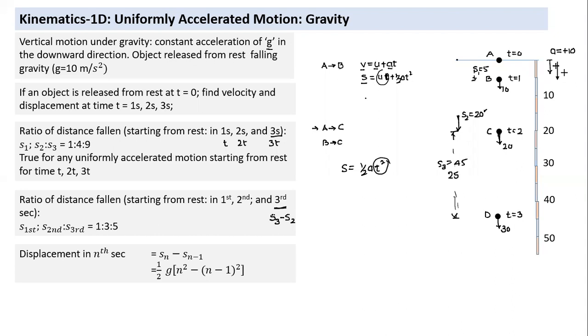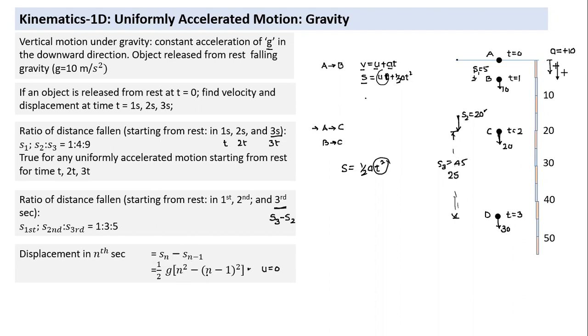Displacement in nth second, going by the same logic, will be total displacement in n seconds minus the displacement in n minus 1 seconds. Okay, and we can substitute those formulas. If it is starting from rest, we can substitute these values and we can get this kind of expression, if it was starting from rest.